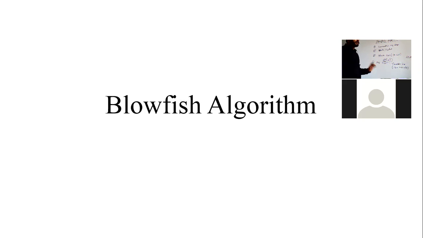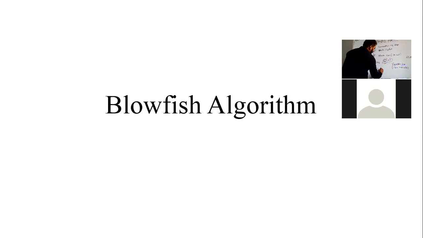This is a very important point regarding blowfish algorithm. We use a key of size from 32 bits to 448 bits. Clear? Okay, next point, the key may be of variable size. It may be a variable size. Ye variable size ki ho sakti hai. Theek hai? From 32 bits to 448 bits. Clear? Next.